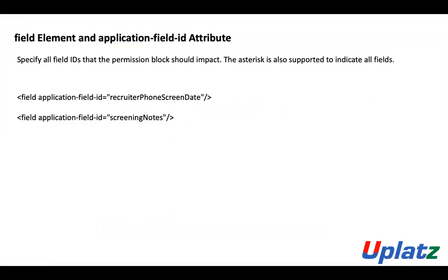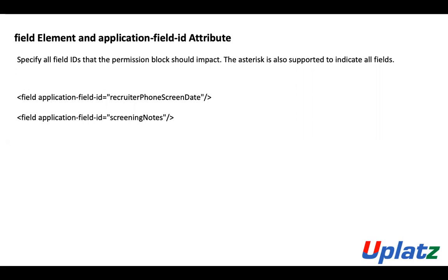And field elements and application field ID attributes. So these are field application ID attributes that will be quoted out there. We can definitely lay out or mention what the fields are that have to be available for the learners to perform that operation. Here, the field IDs have been mentioned as recruiter phone screen date and screening notes. So those are the field level permission or field level ID that's been displayed.